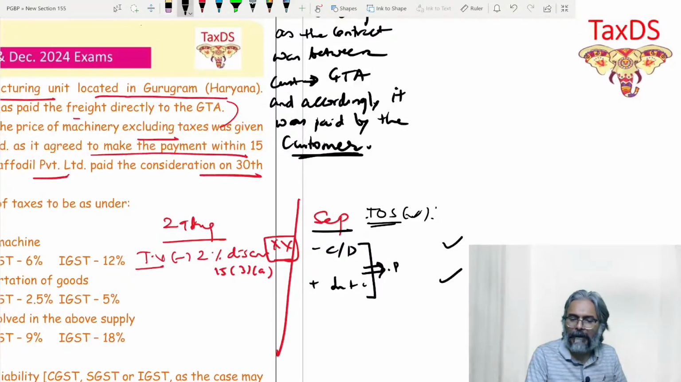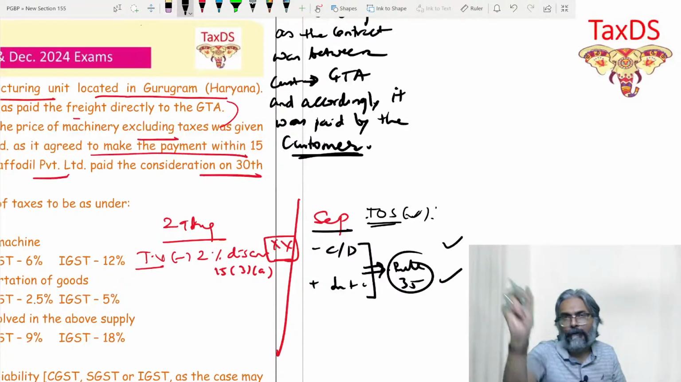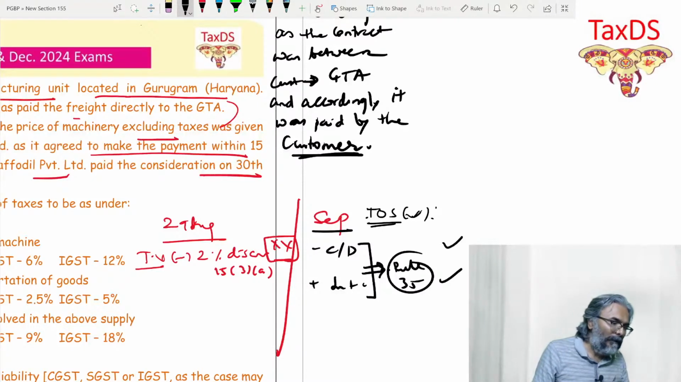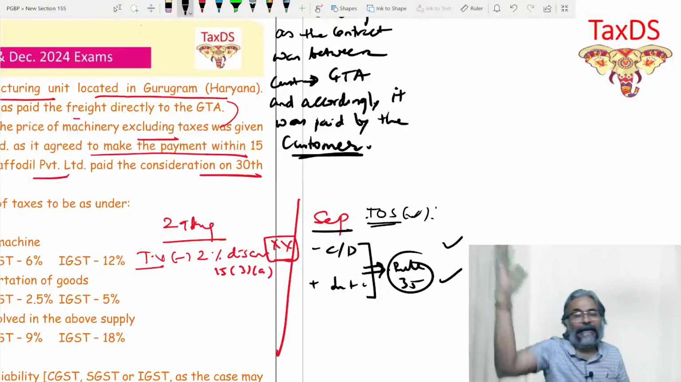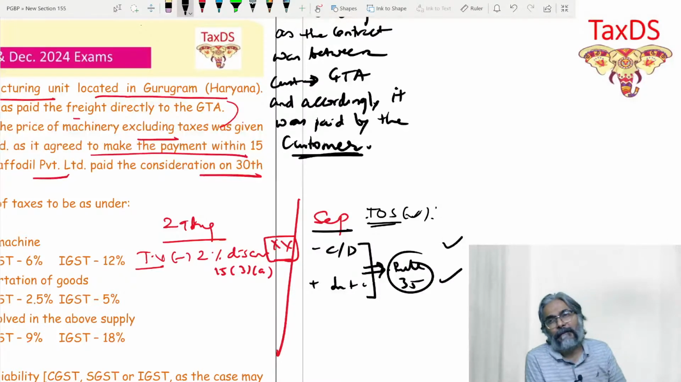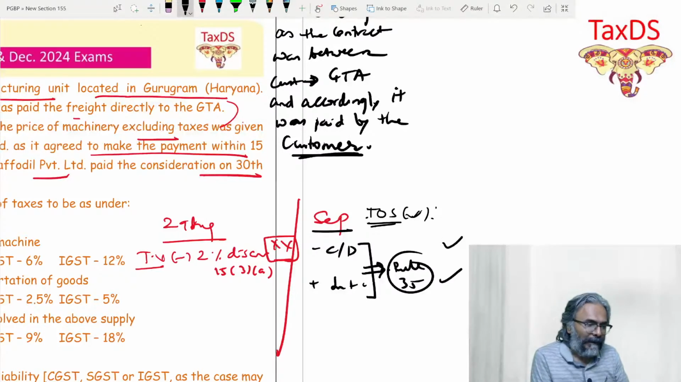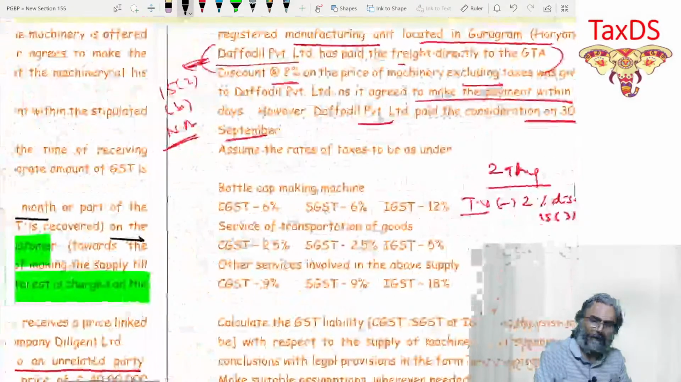Now for this, you will apply Rule 35, students, and do the reverse calculation to get the value. I hope that all of you are clear with this one. So the time of supply of the discount reversal and the interest receipt will be in the month in which it is done. Which is the month? September, 30th September. Is that point clear to all of you? Now let's read the things further.